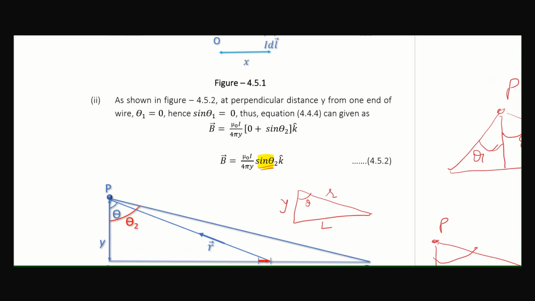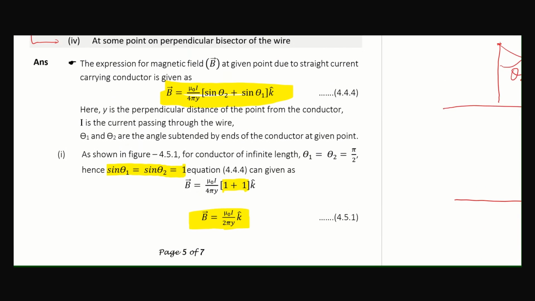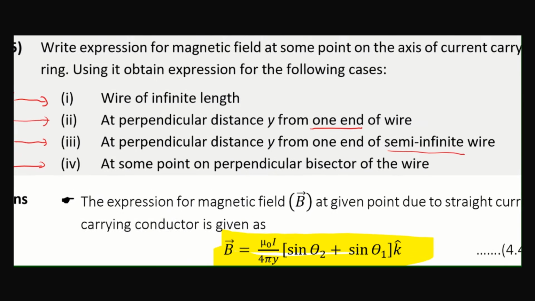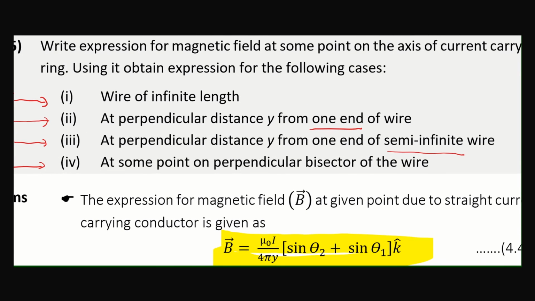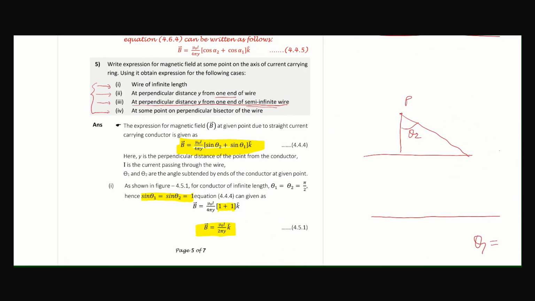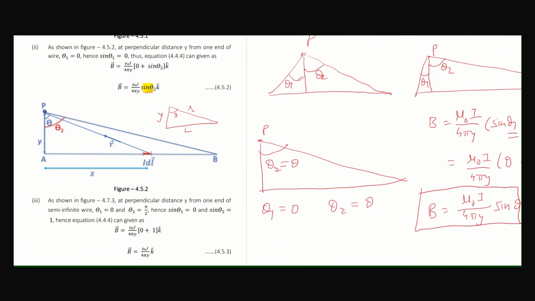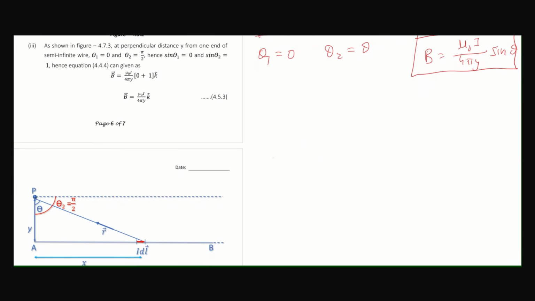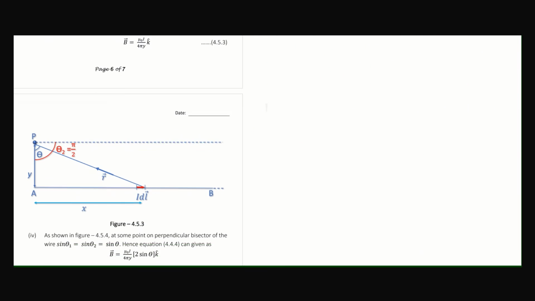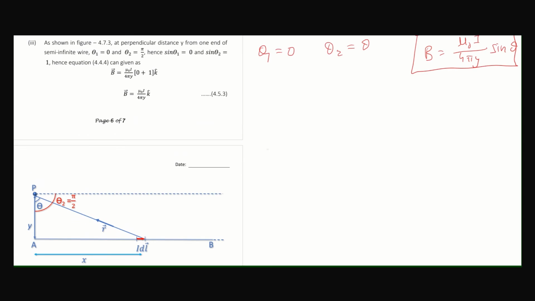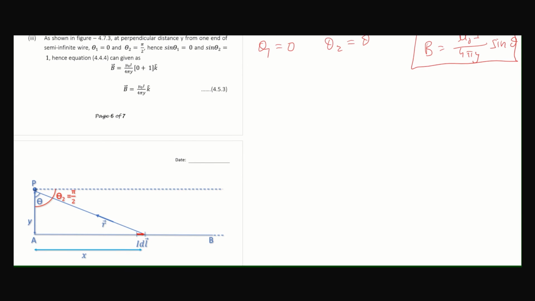Let us move to the next case. What is the third case? Third is to find out the magnetic field at perpendicular distance y from one end of a semi-infinite wire. What is a semi-infinite wire? A semi-infinite wire is a wire where you have one end visible or available, but you don't have the other end.